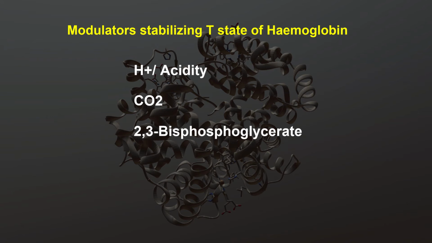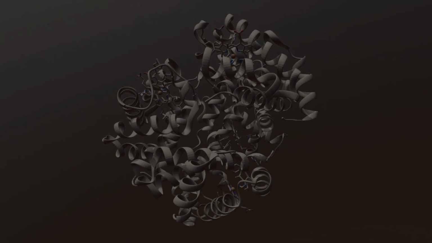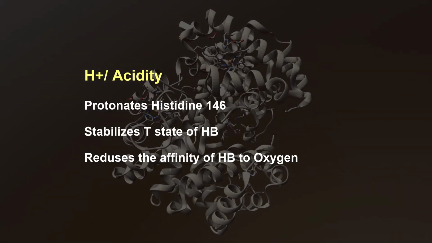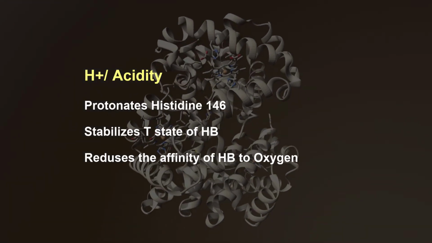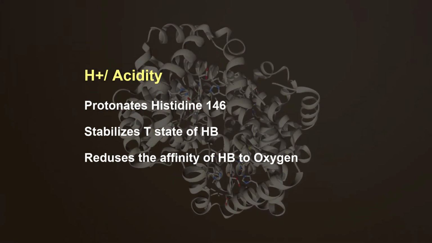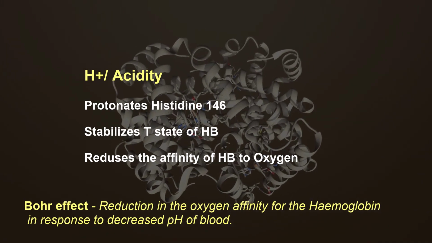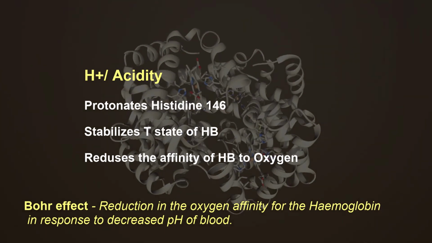There are a few allosteric modulators which favor the T state of hemoglobin or stabilize the T state of hemoglobin, thereby reducing the affinity of hemoglobin to oxygen. H plus, or acidity of the environment, protonates histidine 146 and stabilizes the T form of hemoglobin. Therefore, it reduces the affinity to oxygen. Acid state favors release of oxygen from hemoglobin. This is the Bohr effect.